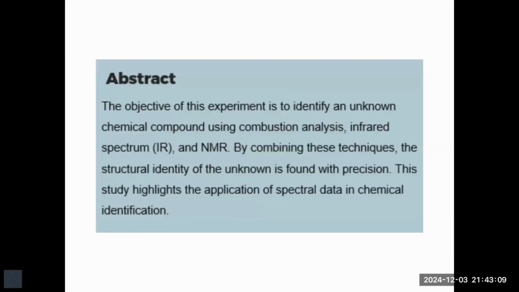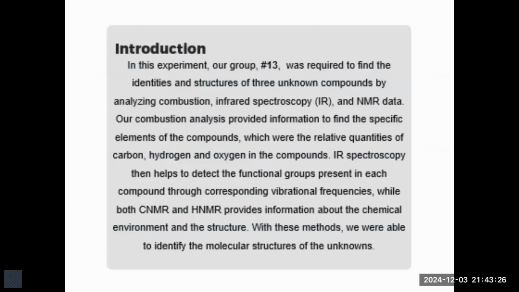All right, so the objective of this experiment is to identify an unknown chemical compound using combustion analysis, infrared spectrums, and NMR. By combining these techniques, the structural identity of the unknown is found with precision. This study highlights the application of spectral data in chemical identification. So for our group number 13, we were required to find the identities and structures of three unknown compounds by analyzing combustion, infrared spectroscopies, and NMR data.